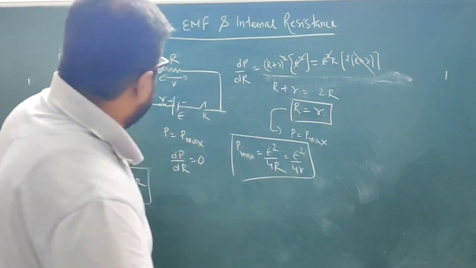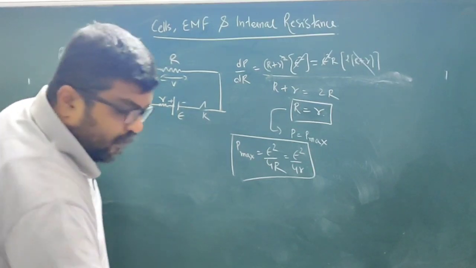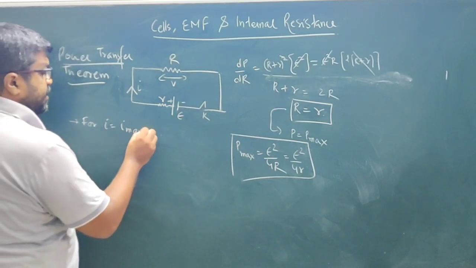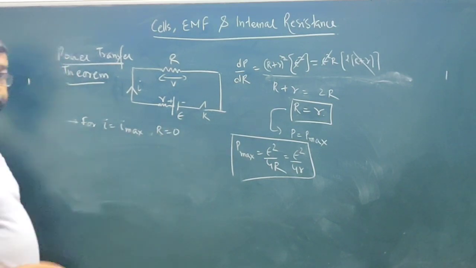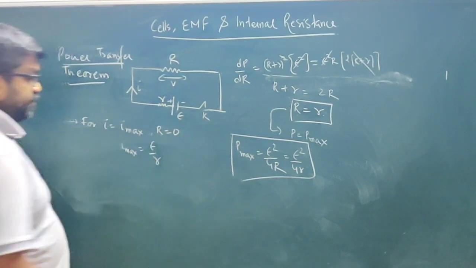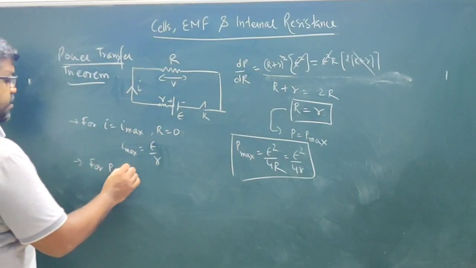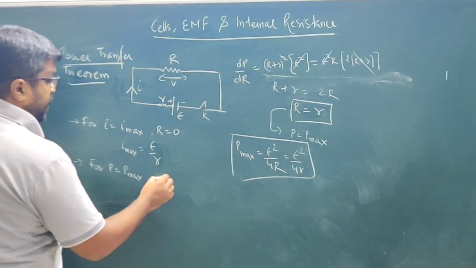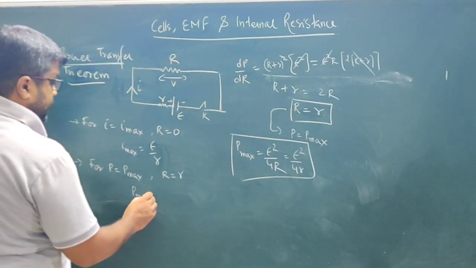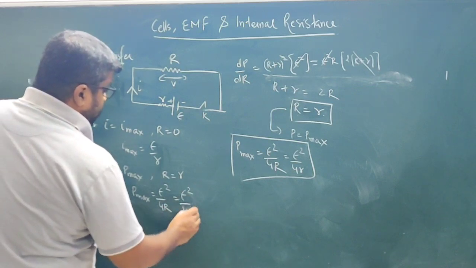Okay. So let me summarize the result, that for I equal to I max, R equal to 0, and I max is equal to E by r. Okay. For P is equal to P max, we have R equal to small r, and P max is equal to E square by 4r.